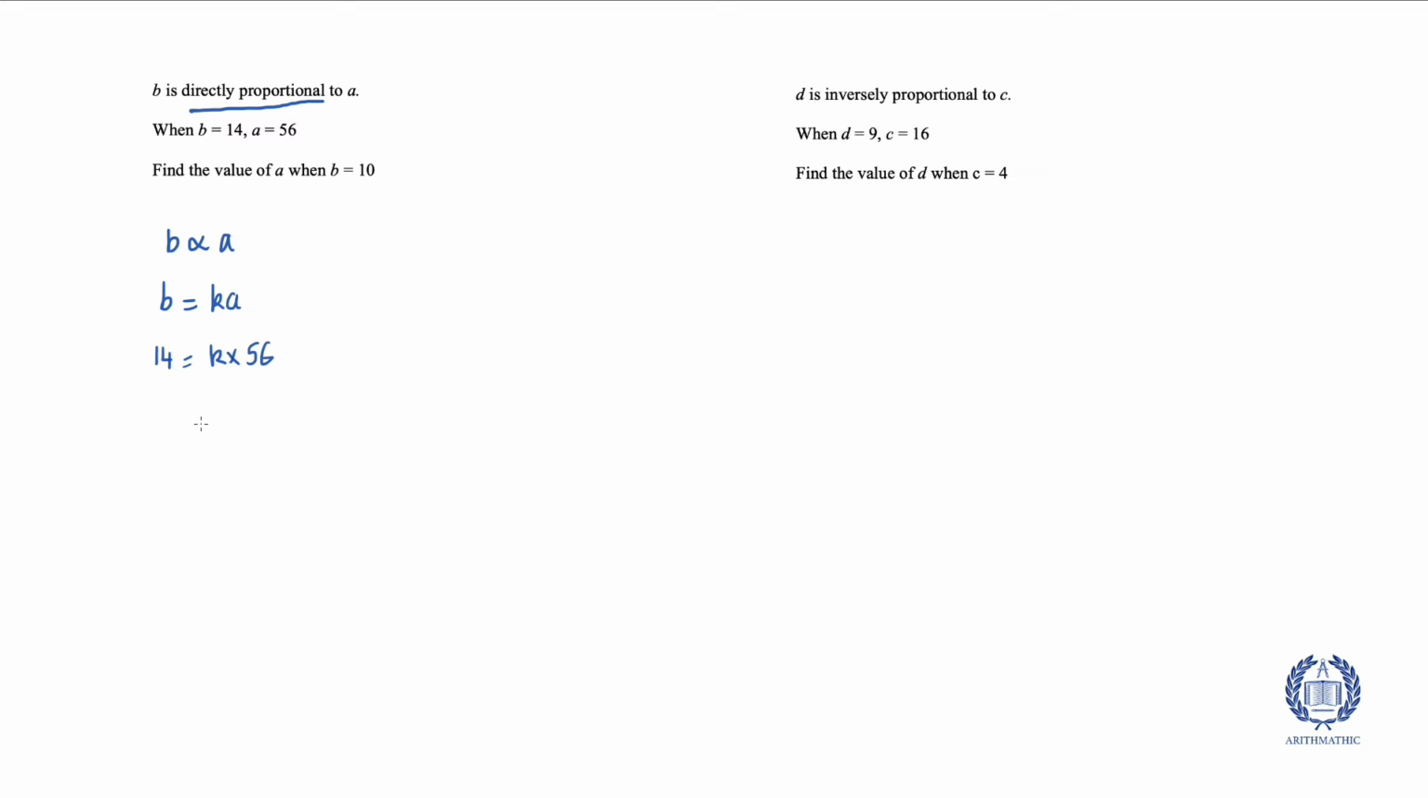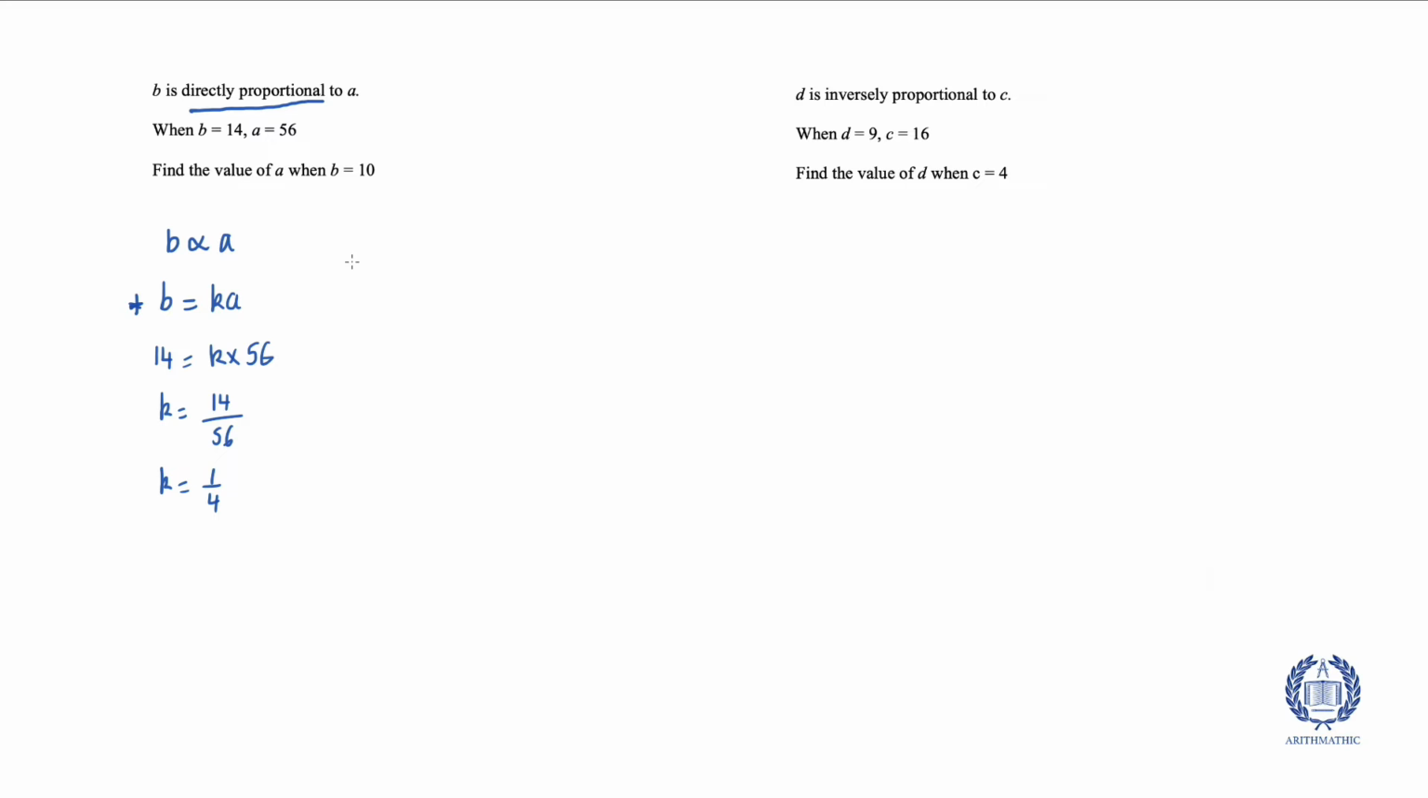Because you want to find the constant value K, we're going to divide. So we're going to say K equals 14 divided by 56, because obviously you move 56 to the other side. So that's going to give us 1 over 4. So once you find the constant value of K as 1 over 4, all you're going to do is put it back into this equation here.